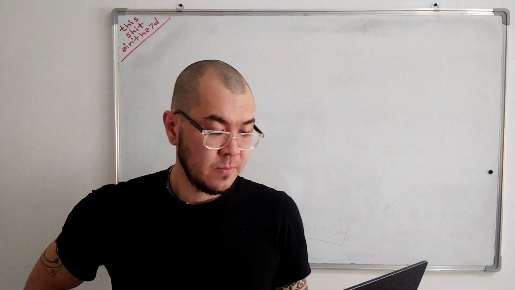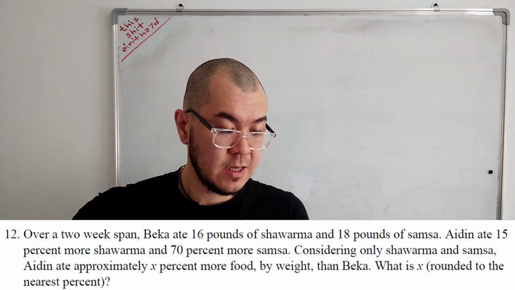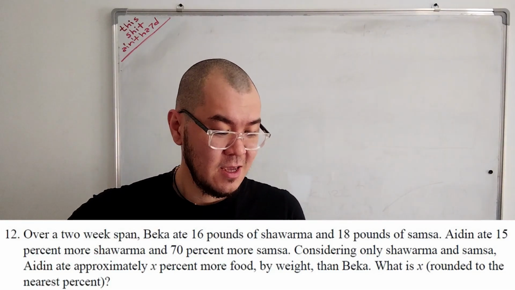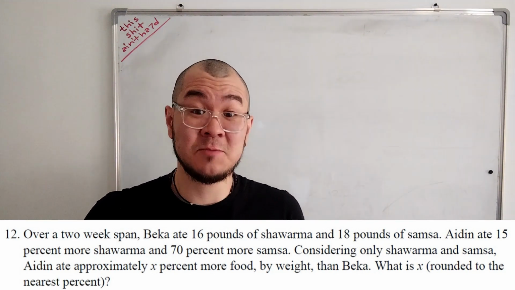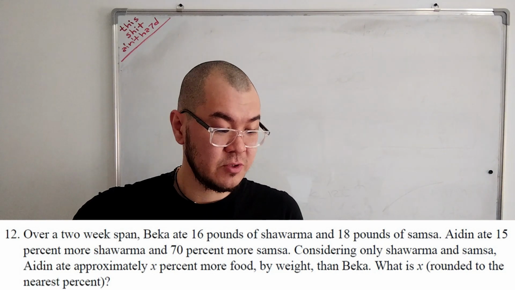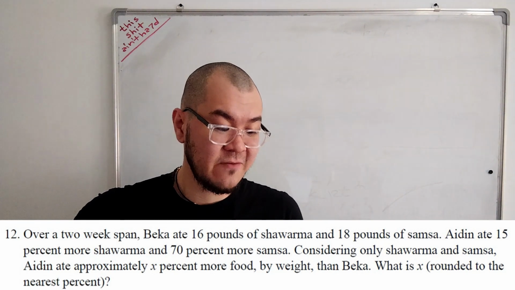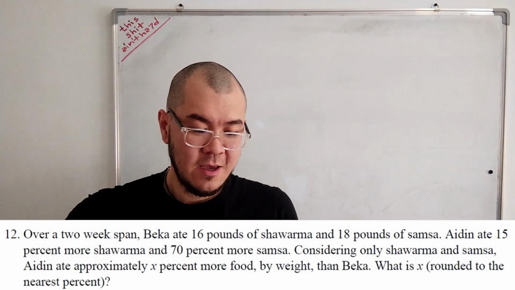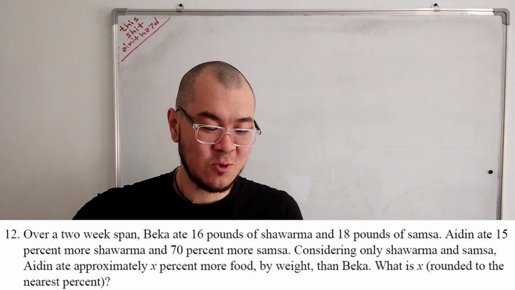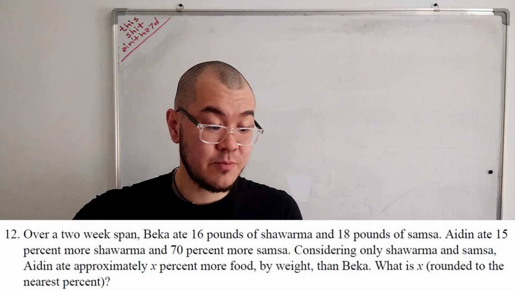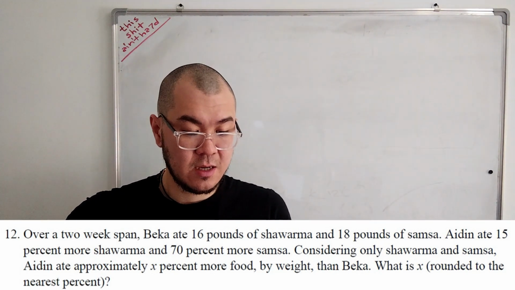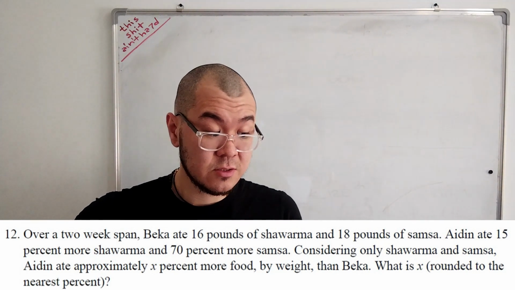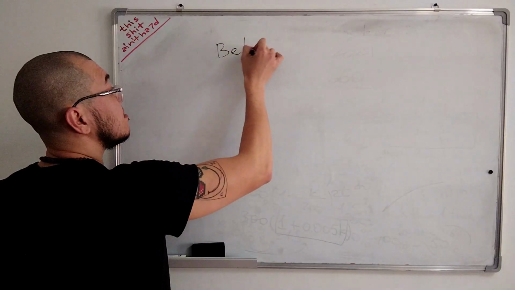Number 12. Over a 2-week span, Becca ate 16 pounds of shawarma and 80 pounds of samsa. Aydin ate 15% more shawarma and 70% more samsa. Considering only shawarma and samsa, Aydin ate approximately X% more food by weight than Becca. What is X rounded to the nearest percent?